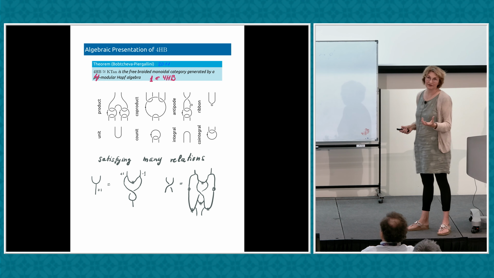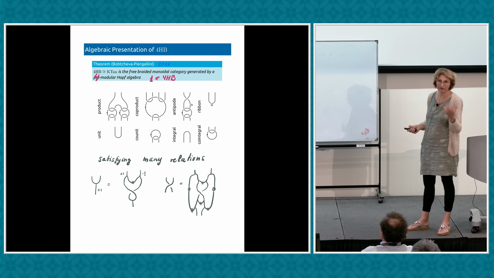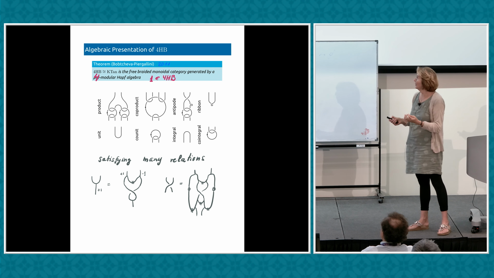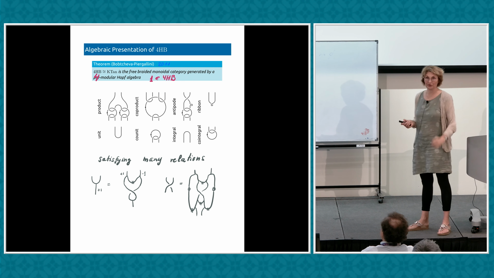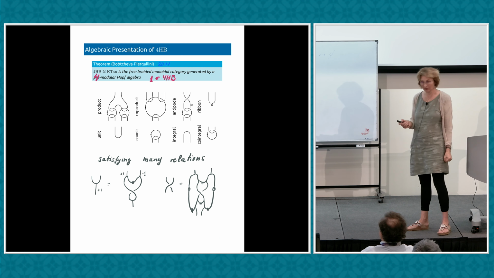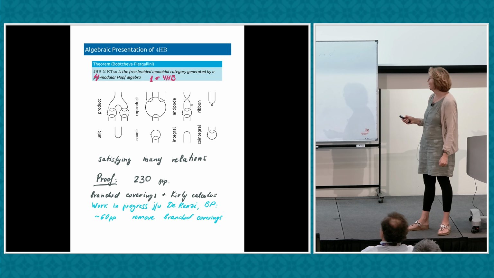You call the result the Bobcheva-Pergolini Hopf algebra. And the claim is that this topological category is just generated by this algebra. So you have a complete algebraic presentation of the category of four-dimensional two-handle bodies. Okay.